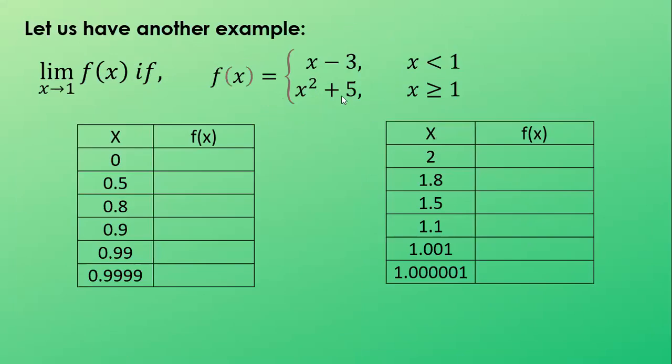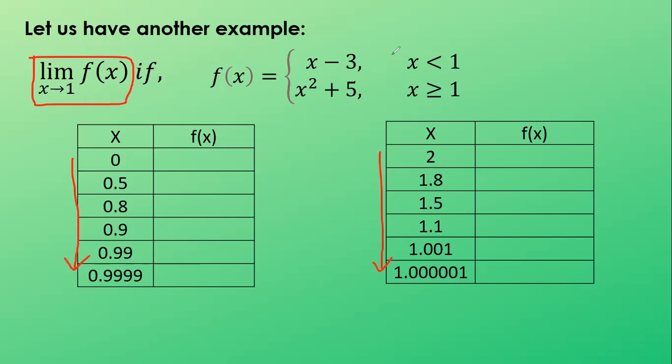Now let's have the third example. We have this piecewise function and we will evaluate the limit of this function f of x as x approaches 1. From the first and second table, it approaches the value of 1 from the left and from the right. From the left, since these values are less than 1, from the right, since these values are greater than 1. So simply compute again.